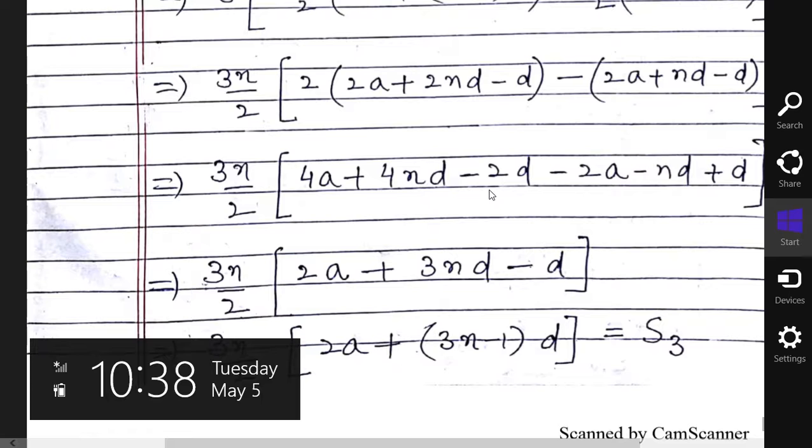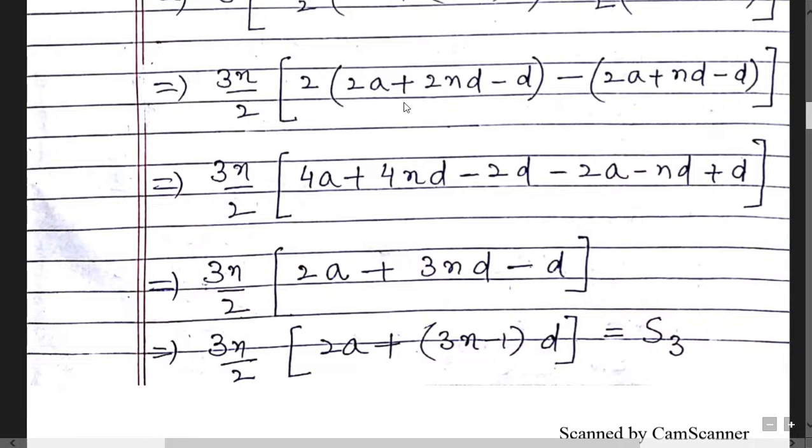Then multiply. The term is 4a plus 4nd minus 2d. It's minus 2a minus nd plus d. Then 4a minus 2a, answer is 2a. 4nd minus nd, answer is 3nd. Minus 2d plus d, it's minus d.